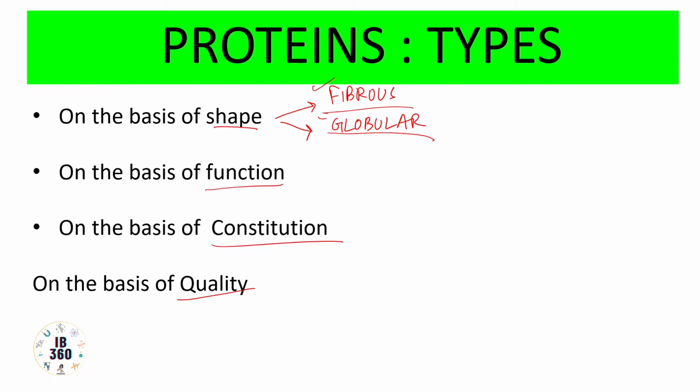Then comes the classification on the basis of function. Depending upon their function, proteins can be classified into primarily three categories. One would be enzymatic protein.